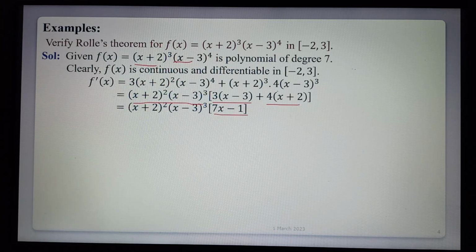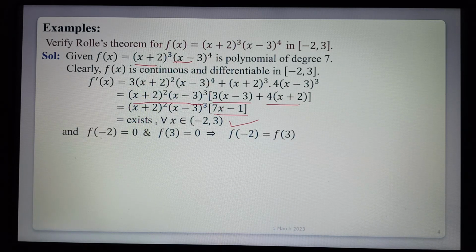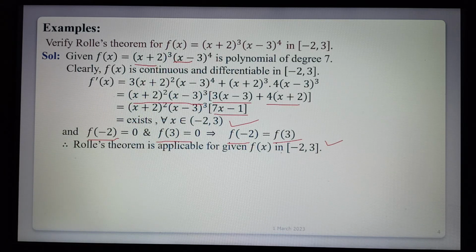Now observing here, in the given interval f'(x) is defined, that is, it exists at every point x between -2 and 3. Next, the third condition: f(a) = f(b). Here a is -2. f(-2) is equal to 0, and f(3) is equal to 0. Therefore f(-2) = f(3). So the three conditions are satisfied, and Rolle's theorem is applicable for the given function in the interval. Now the verification.